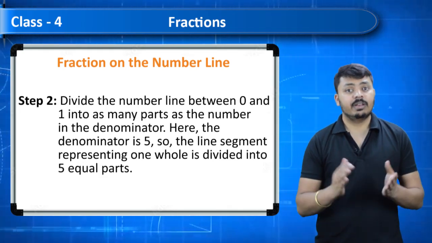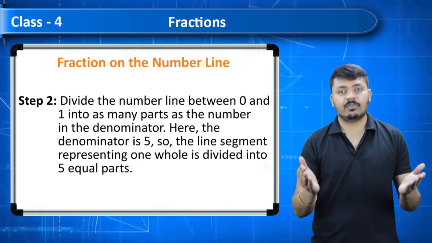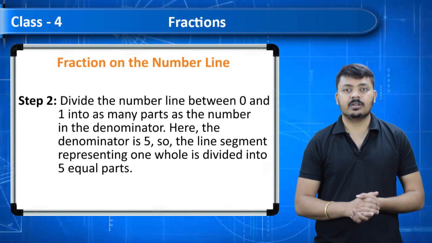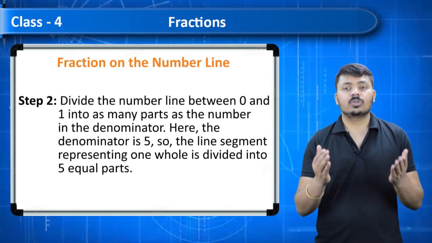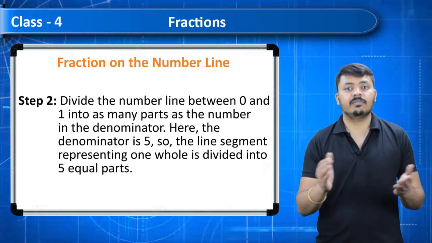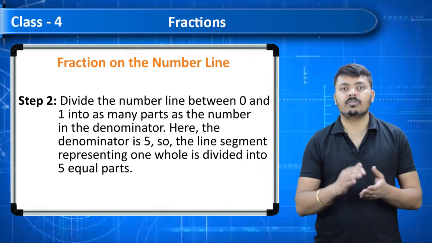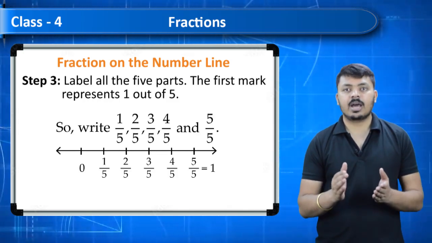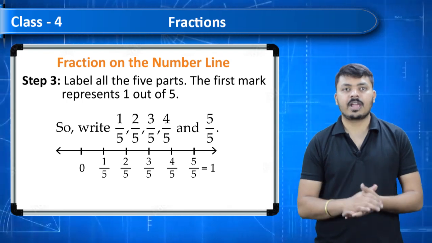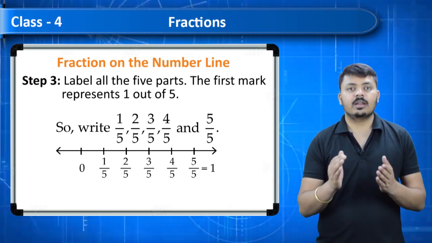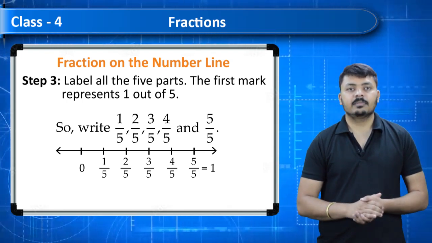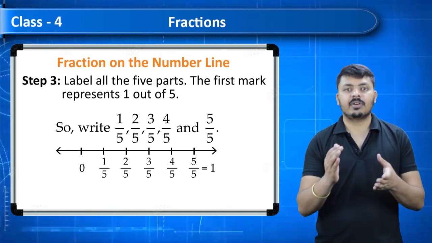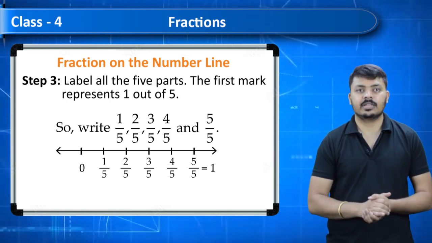Step 2. Divide the number line between 0 and 1 into as many parts as the number in the denominator. Here, the denominator is 5, so the line segment representing one whole is divided into 5 equal parts. Label all the 5 parts. The first mark represents 1 out of 5, so write 1/5. The second 2/5, then 3/5, 4/5 and 5/5. You can see here in the diagram.